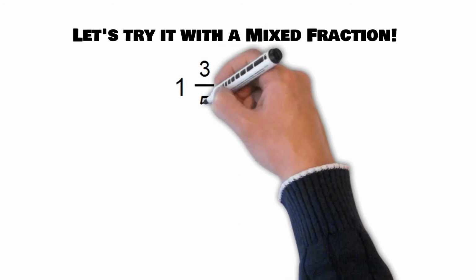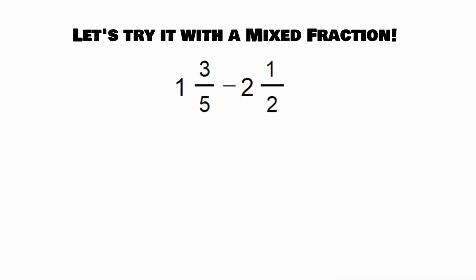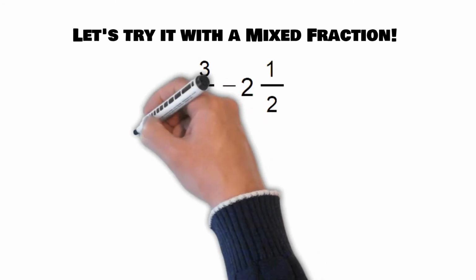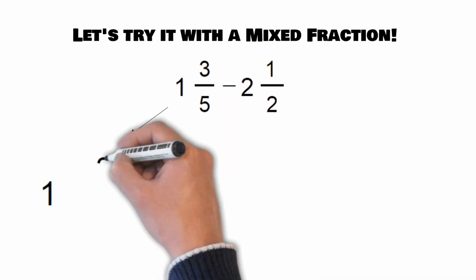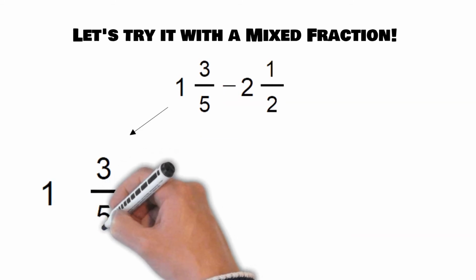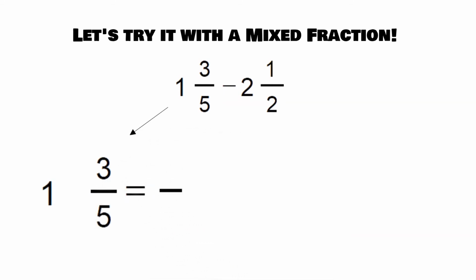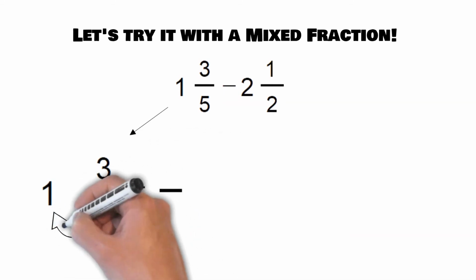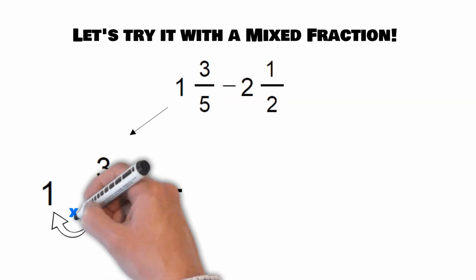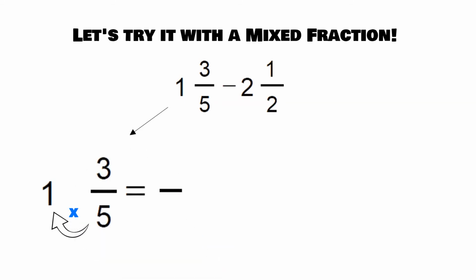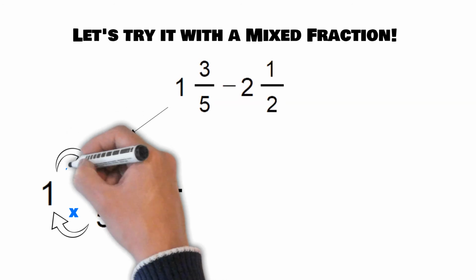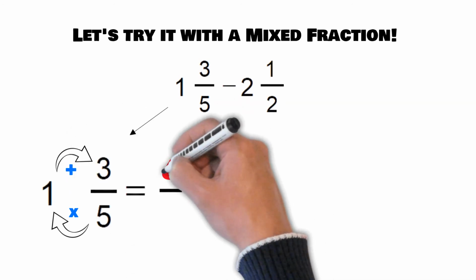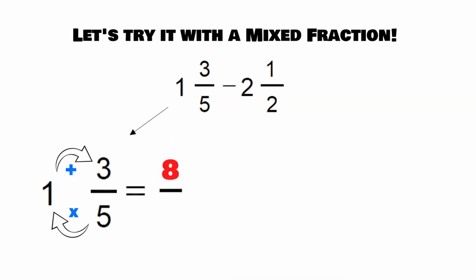So now let's try it with a mixed fraction. So we're going to be subtracting 2 fractions. 1 3/5 minus 2 1/2. Before we do anything, we've got to make them into improper fractions. So what you're going to do is take the denominator and multiply it by the whole number. So 5 times 1 is 5, and then you're going to add 5 to the numerator, which is 3, which gives you 8, and it creates the fraction 8/5.